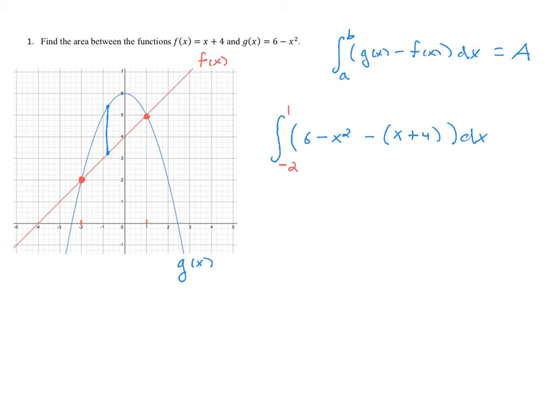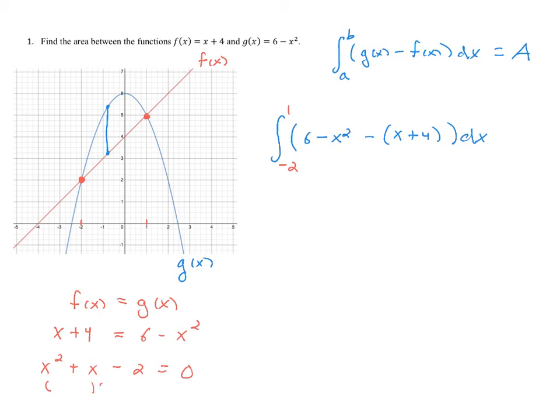If you didn't have a graph of this in front of you, the way you could figure this out is by setting f of x equal to g of x. F of x is equal to x plus 4. G of x is equal to 6 minus x squared. And we would solve this thing for x. I'm going to add x squared to both sides, and I'm also going to subtract 6, changing it to a quadratic that's equal to 0.